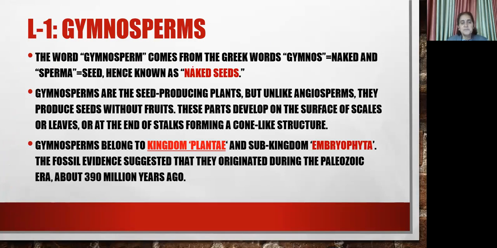The word gymnosperm comes from the Greek word gymnos. Gymnos means naked, without cover. And sperma means seed. So hence known as naked seed plants or gymnosperms. Gymnosperms are the seed producing plants, but unlike angiosperm, they produce seeds without fruits, means without cover of the fruits. Seeds are produced by these plants.